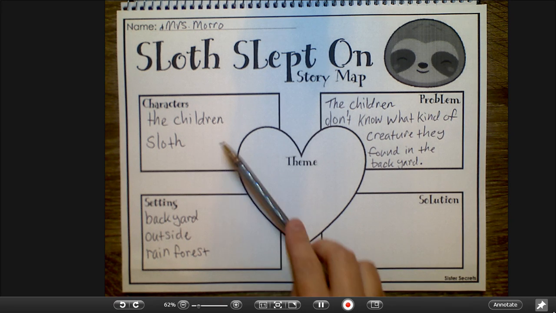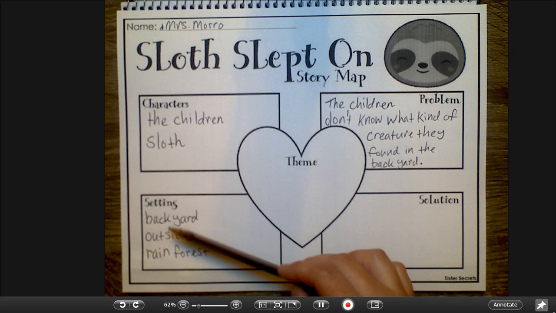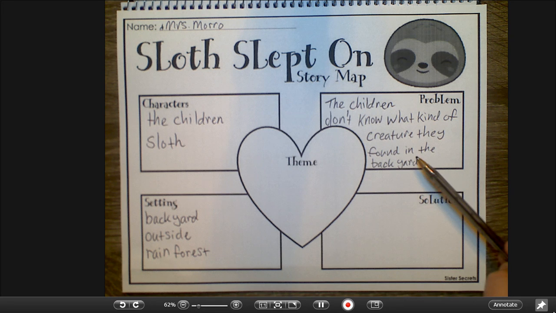Now, we didn't punch periods for the children, sloth, backyard, outside or rainforest because we were just listing things. But over here, we have a full, complete sentence. That's why I punched a period at the end. I'm going to do the same thing with the solution. So if the problem is the children don't know what kind of creature they found in the backyard, what is the solution?